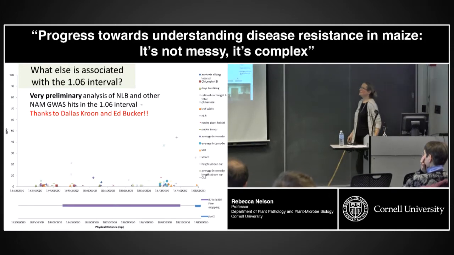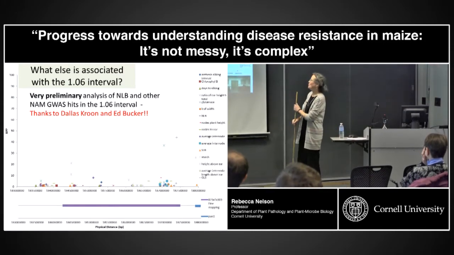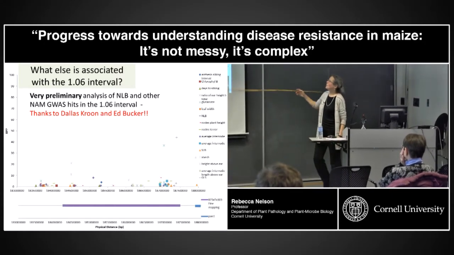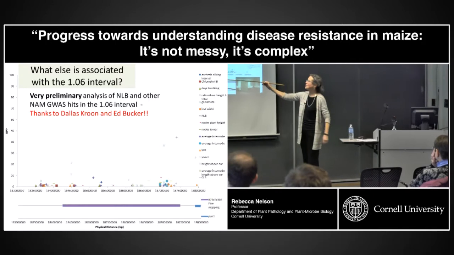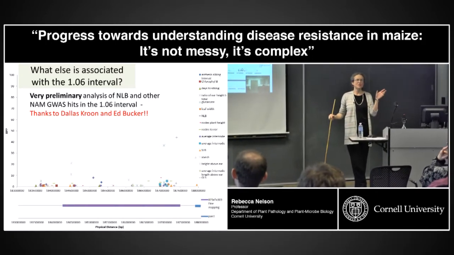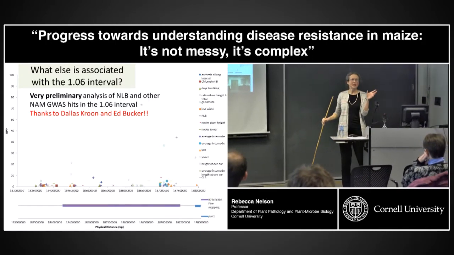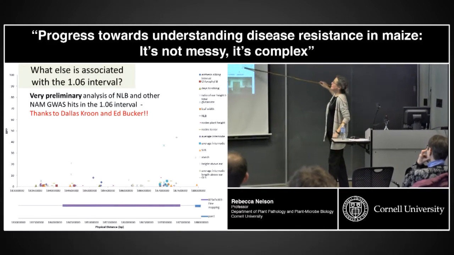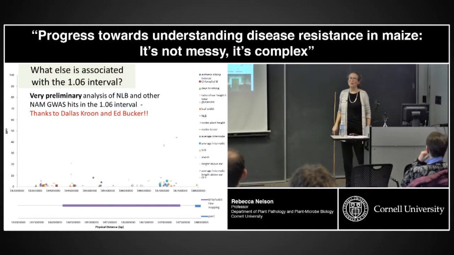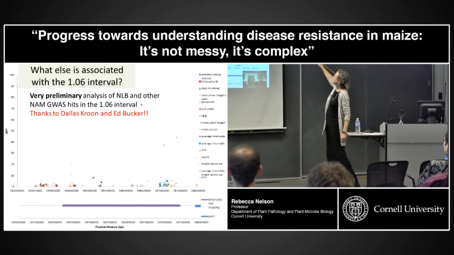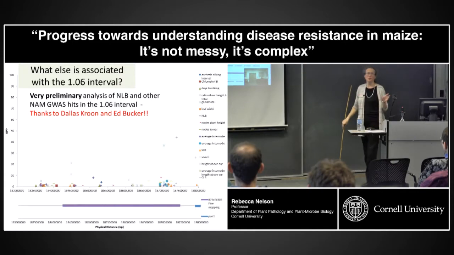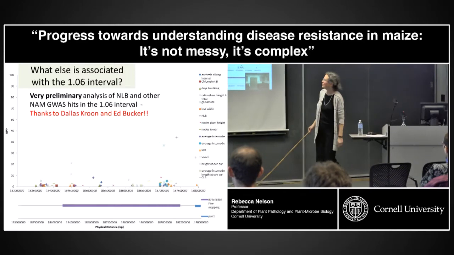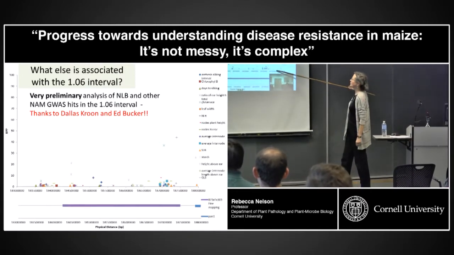So just a couple of days ago, we were chatting with Ed Buckler, and we requested that Dallas please let us know what are the other associations that are found within that interval that we've implicated for northern leaf blight. And so Dallas, on negative time notice, was kind enough to look at his database on different associations that other groups have found for that particular interval. And I don't know if you can see it really, but there's quite a lot of association with other traits.